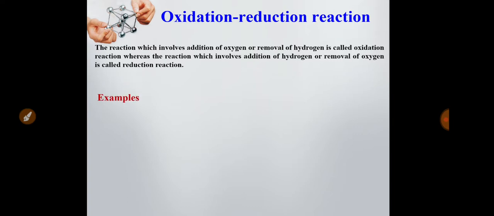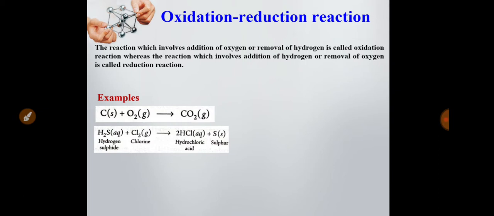So from an example you can get an idea about oxidation: carbon is reacting with oxygen, that is, oxygen is added to carbon to form carbon dioxide. So this is an oxidation process. The second example is H2S plus Cl2 giving HCl plus S. Here H2S loses hydrogen to form sulfur, that is the oxidation procedure, and chlorine undergoes reduction, because the chlorine molecule attaches hydrogen from H2S to form HCl. So addition of hydrogen is taking place with chlorine, that is the reduction process.